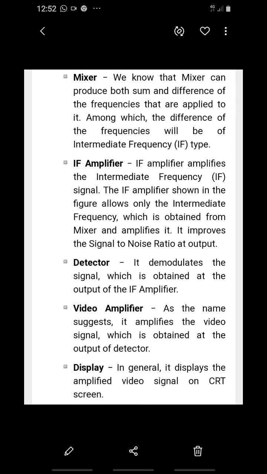Second disadvantage, clutters. Clutters can cause several problems. And the third disadvantage is that moving targets cannot be detected. So these are the disadvantages of the pulse radar.